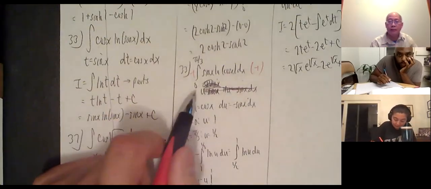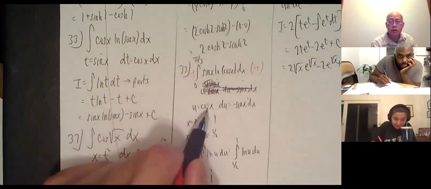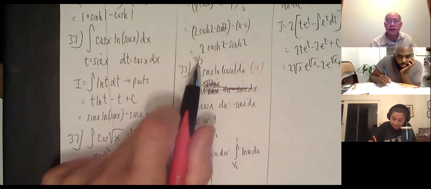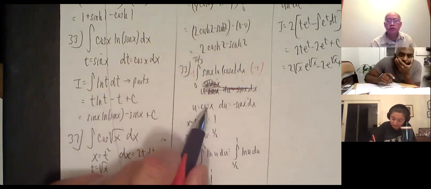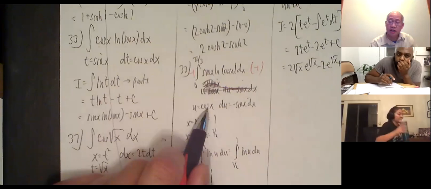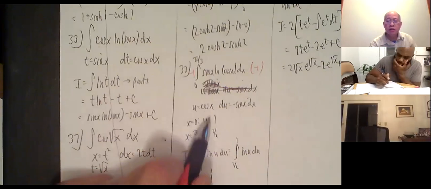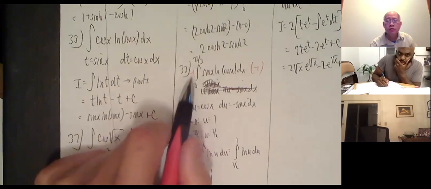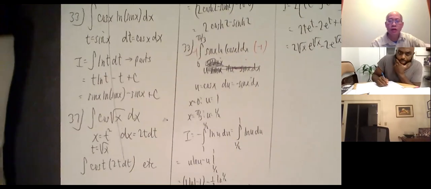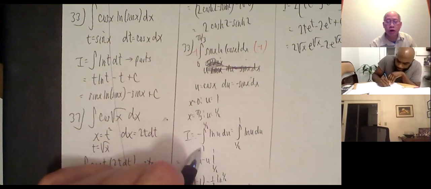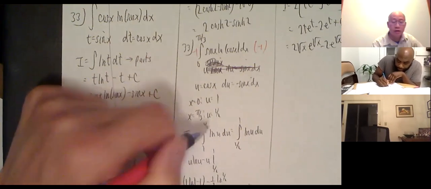So I have to see what happens to u. u equals cosine x. So I plug in 0: u is cosine of 0, which is 1. Plug in the upper limit pi over 3: cosine of pi over 3, cosine of 60 degrees, happens to be 1/2. So I'm integrating from 1 to 1/2, which is backwards, but again, that doesn't really bother me. So I have negative the integral from 1 to 1/2.